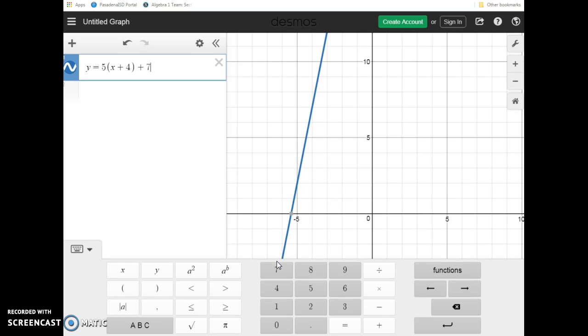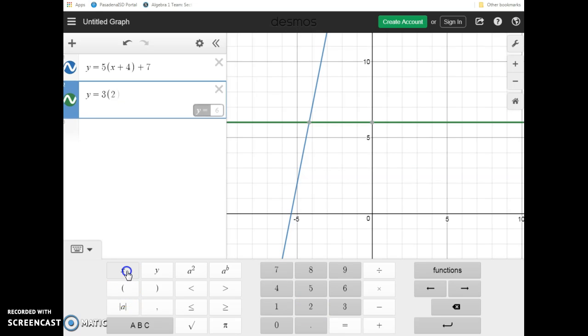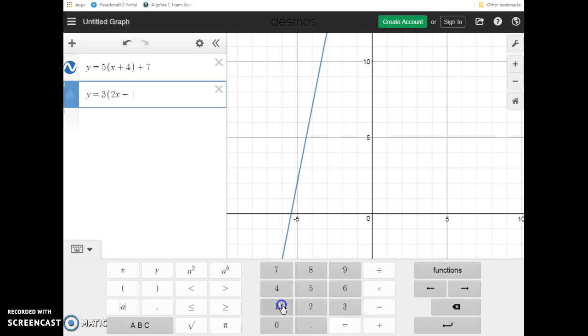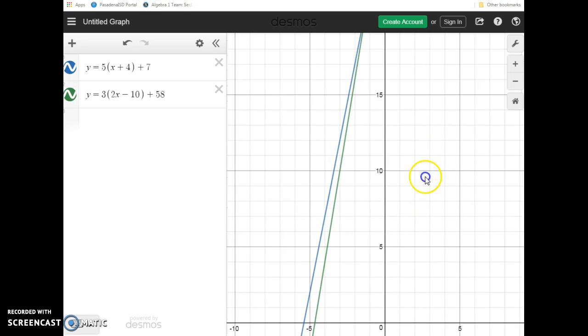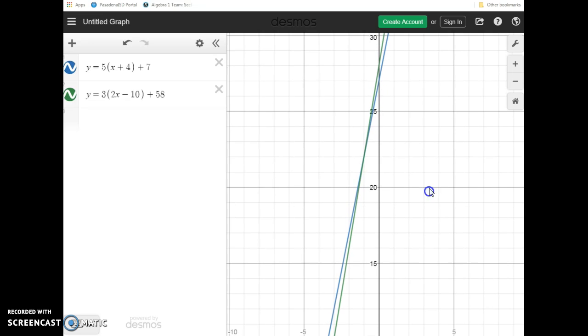That's my first one. And then type a new one, y equals. The other side is 3(2x minus 10) plus 58. Okay? So my answer is where they cross. So I need you to move and go look for the intersection and then just touch the intersection. Okay? Touch the intersection.